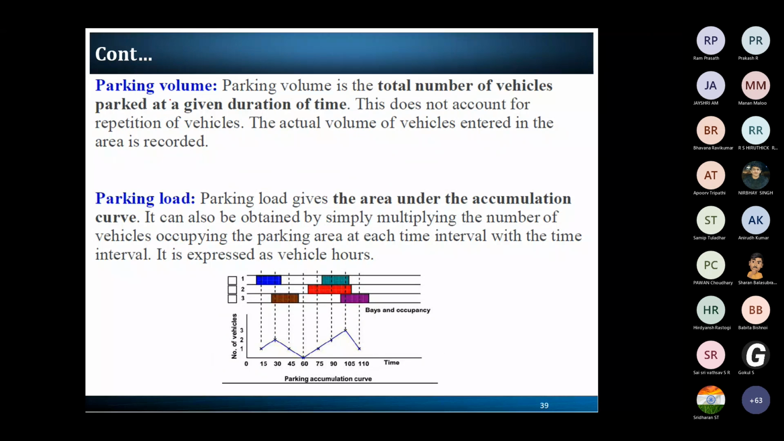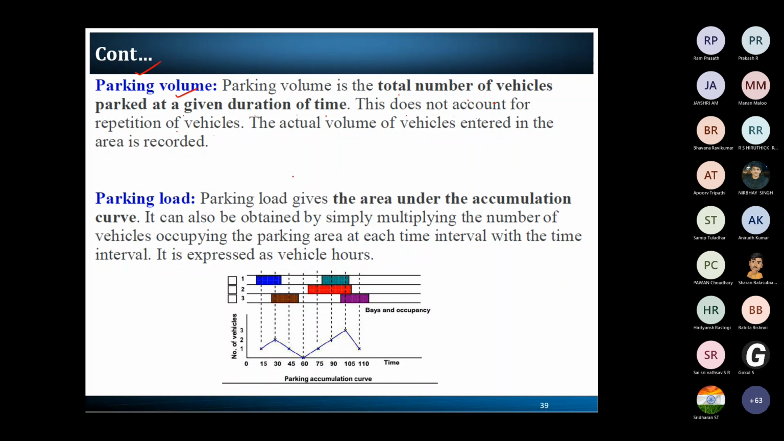The next will be the parking volume. Parking volume is nothing but the total number of vehicles parked in a given duration of time. This does not account for repetitions of vehicles. So if you are observing in 1 hour intervals for your survey duration, how many vehicles are parked in that particular duration is estimated as the parking volume.